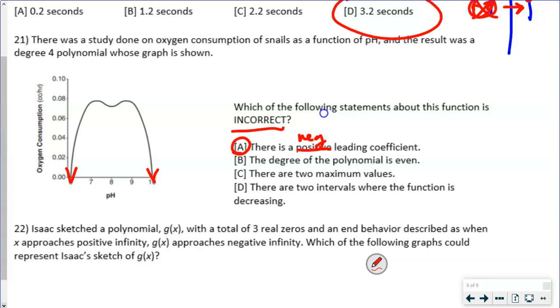So the degree of the polynomial is even. Well, the answer to that is yes. Why? Because both ends open down, okay? If they open in the same direction, then it's an even. There are two maximum values. Yeah, there are two maximum values, one right there and one right there, right? So again, this is a true answer. There are two intervals where the function is decreasing. Well, it looks to me like it's decreasing from here to there and from here to infinity, doesn't it? So this is also true, okay? So the only one that was incorrect was A.